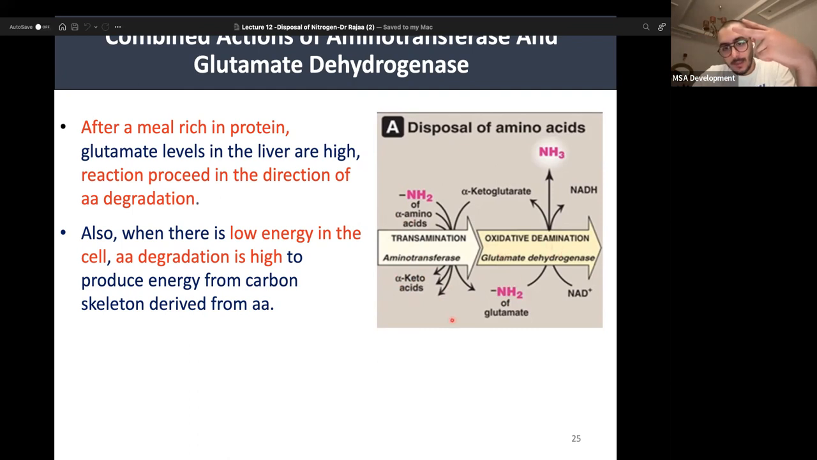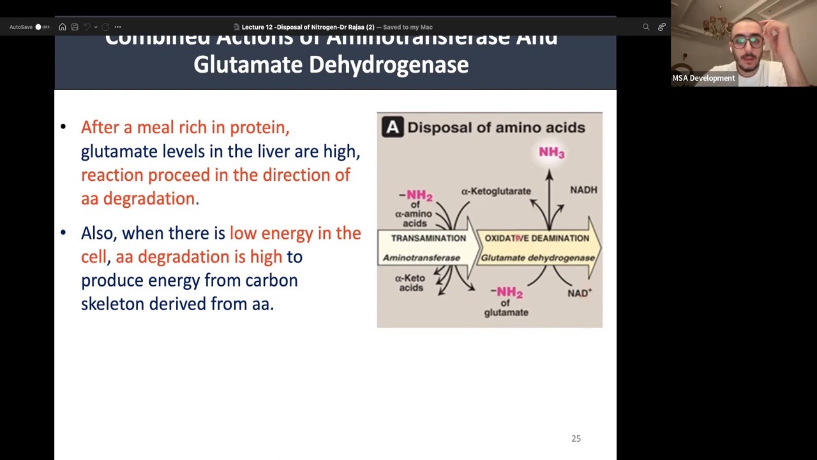Oxidative deamination is taking the ammonia that is inside the glutamate, that we got from transamination, removing the ammonia from it and giving it to the urea cycle. This is oxidative deamination. It is catalyzed by glutamate dehydrogenase, and the glutamate dehydrogenase requires NADP or NAD.